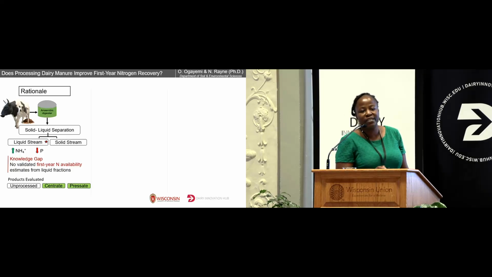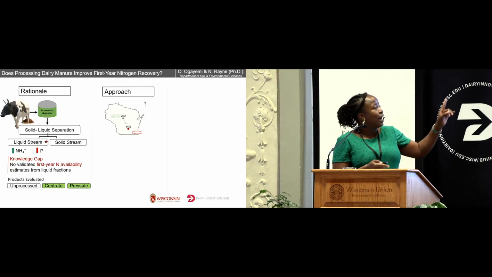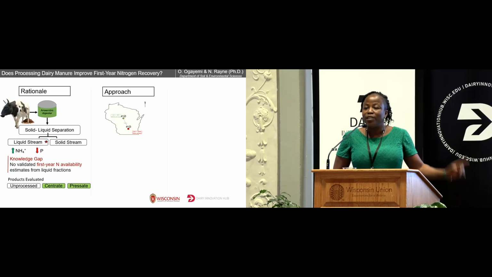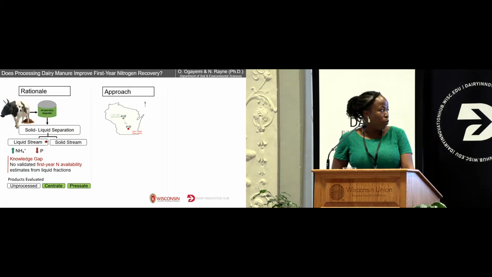So, in answering this question, I conducted the research at two different agricultural research stations in Wisconsin. One at Arlington, which is on Plano silt loam, and the other at Marshfield, which is on Whitty silt loam.